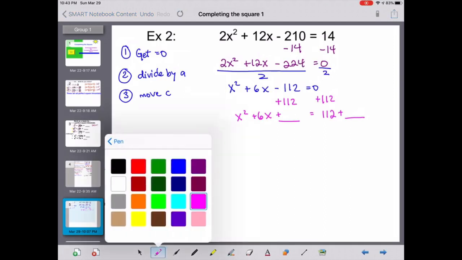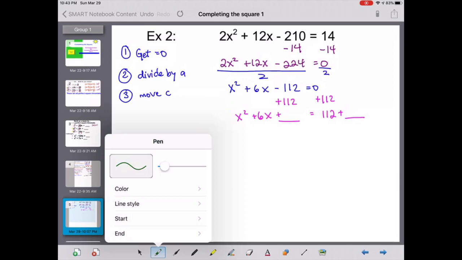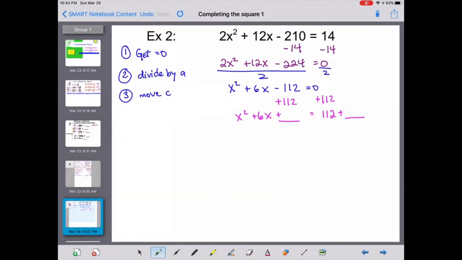Okay, so now this is the part that gets a little tricky, but it's not too bad. You just have to think to yourself, what number plus itself gives you 6? Oh, it's 3. 3 plus 3. So really what you're doing is you're just taking that number 6 and dividing it by 2, and that gives you 3. You're taking half of it. And then you just square that number, multiply it times itself. So 3 times 3 gives you 9. So we add 9 here. Whatever you do to one side, do to the other.